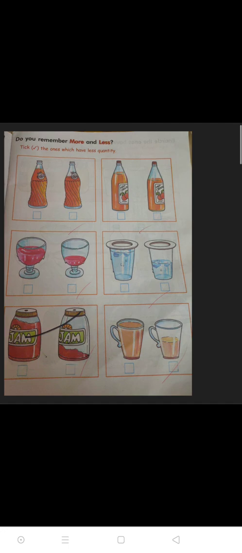Now look at here children. 2 teacups are there. See children, in the first cup more quantity, whereas in the second cup less quantity. So you can put tick for the second box. Yes children.